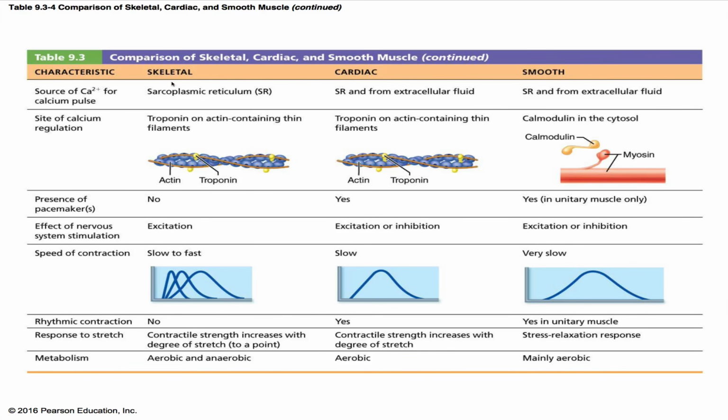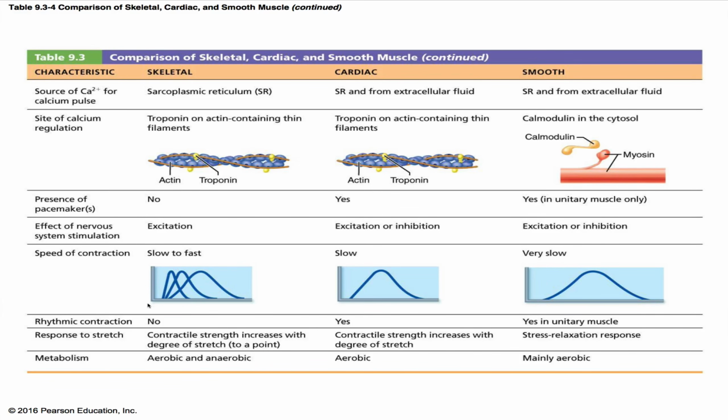The presence of pacemaker, absolutely not in the skeletal muscle. Yes, we have this in the heart muscle, and in smooth muscle, it's present if it's a unitary muscle. And remember, unitary muscle is also where you only see this intercalated disc. Effect of nervous system stimulation: in skeletal muscle it will lead to excitation. In cardiac, it could lead to either excitation or inhibition, as well as in smooth muscle. You end up getting both excitation or inhibition. The speed of contraction, it could be slow to fast. In cardiac muscle, it's slow, and in smooth muscle, very slow.